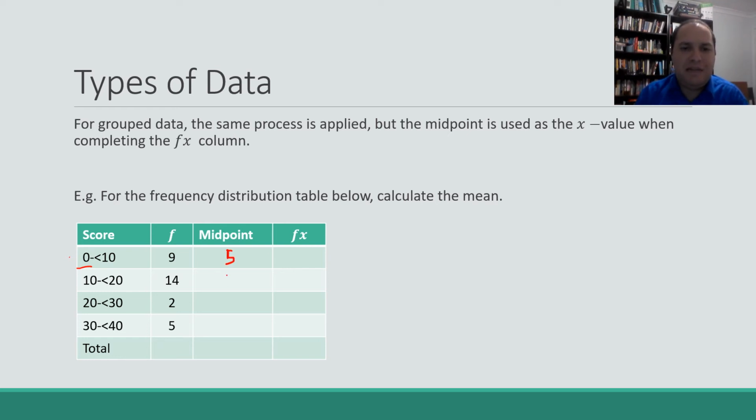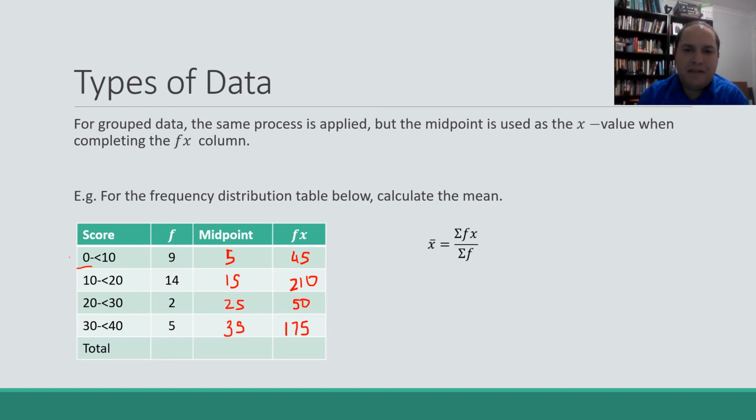The middle of 10 and 20 is 15. The middle of 20 and 30 is 25. The middle of 30 and 40 is 35. And then we just apply our fx scores again there. So 9 times 5 gives us 45. 14 times 15, that'll give us 210. 2 times 25 is 50. 5 times 35, 70, 140, 175. And then we just use the same formula we used before.